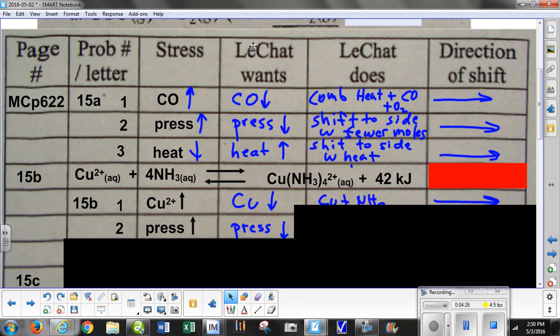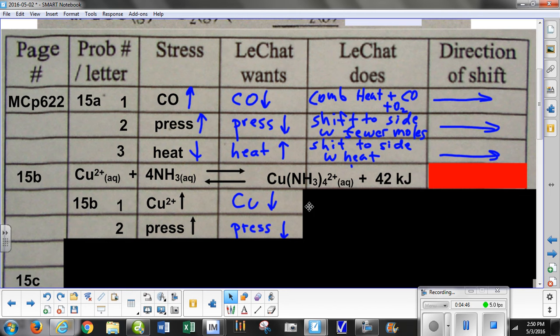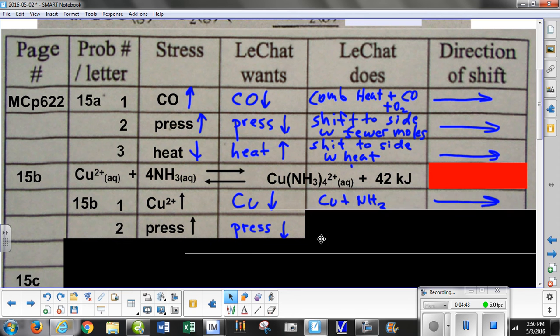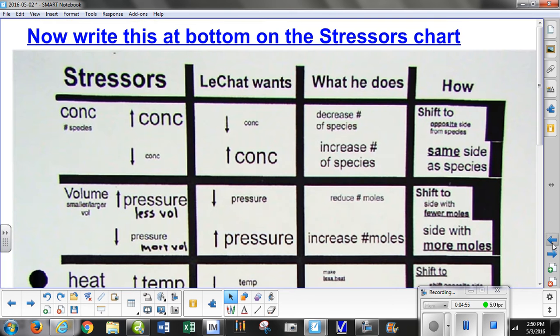And we've got the stress, what Le Chatelier wants to do, which is always the opposite, and what he does. And by doing what he does, he creates a shift to the right or to the left. And that's pretty much the end of it with most Le Chatelier problems. But here we're dealing with pressure now. So we're going to go to the side with fewer moles because that's how you deal with pressure, and that's what you find out when you use this sheet.